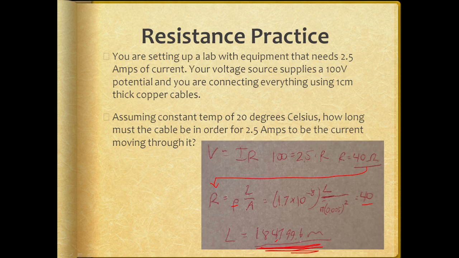Again, copper has very low resistance, which is a good thing. And this just means that if you need to make a resistor, don't use copper, because it will be incredibly long.